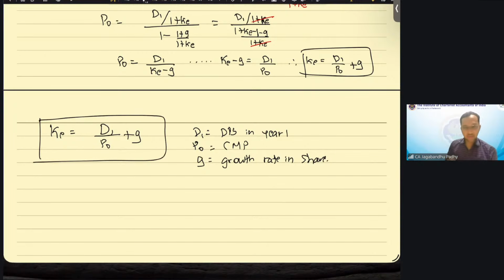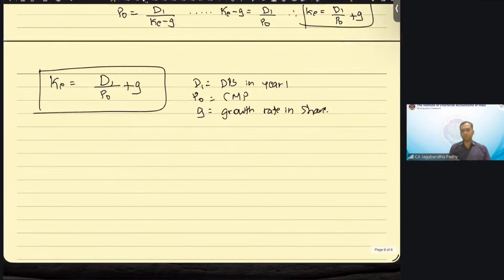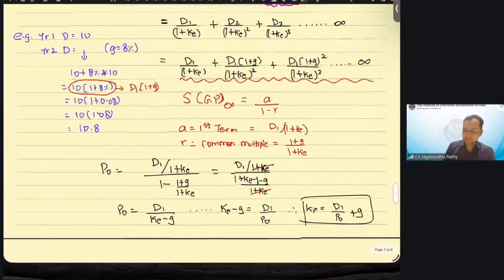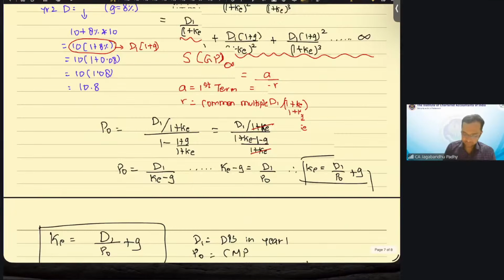This is a very interesting formula, which is D1 upon P0 plus G. Don't apply your logic over here. The investor is getting the dividend and also the growth, therefore we are adding G, but there is no intuitive sense to that. It is a purely mathematically derived value for KE. It's not that growth is the extra return the investor is expecting. No, it is a simple mathematical derivation, and the underlying principle behind it is that it's just the present value of all future dividends.